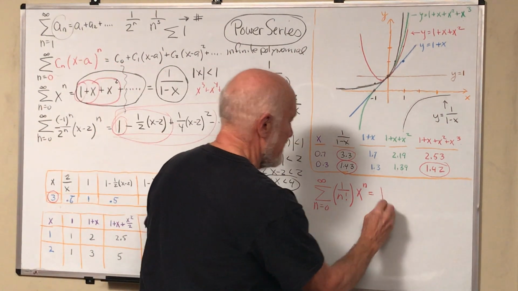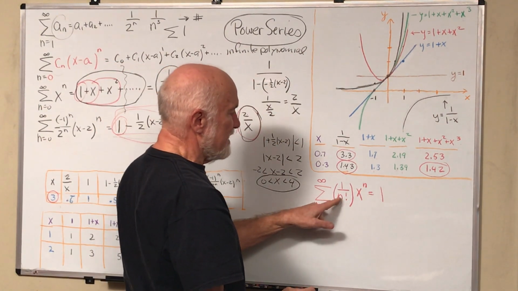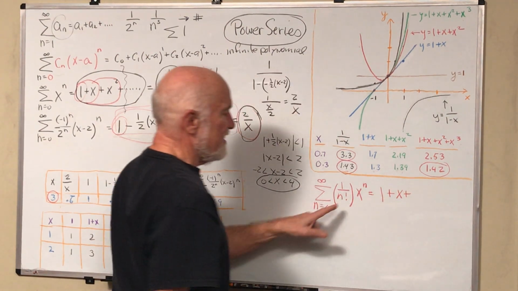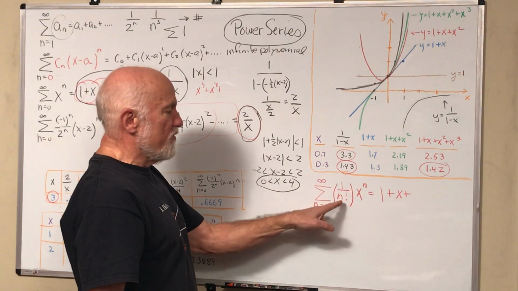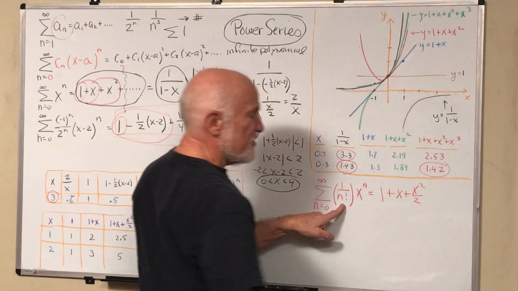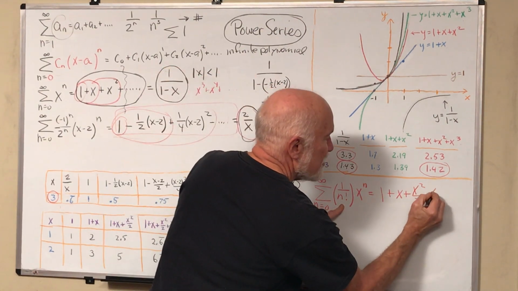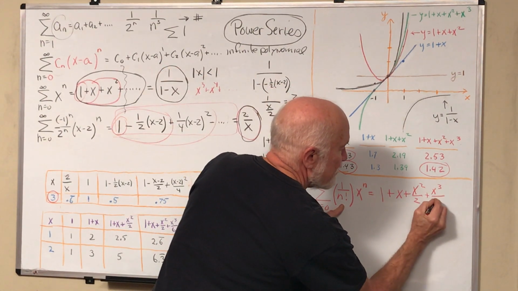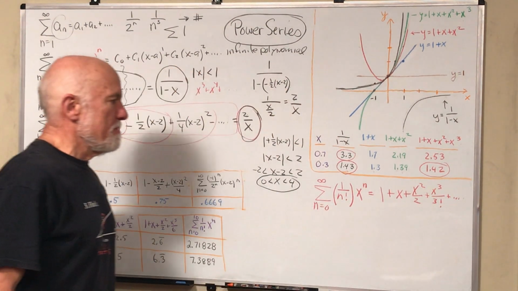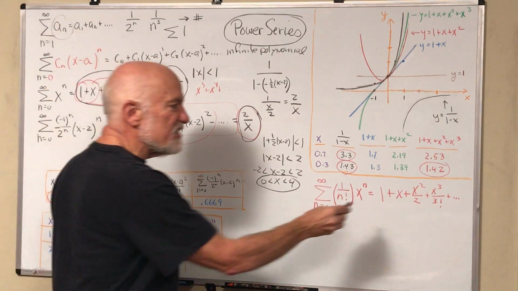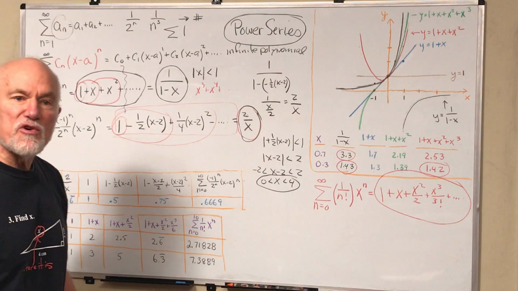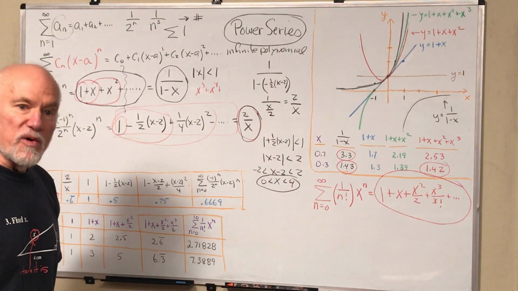You get 1, and then when n is 1, you get x. When n is 2, you get x squared over 2 factorial, but that's just 2. And then you get x cubed over 3 factorial, and that just keeps going. So this time I can't actually tell you what this infinite polynomial, what this power series converges to, if anything.